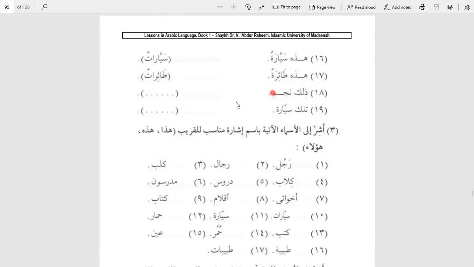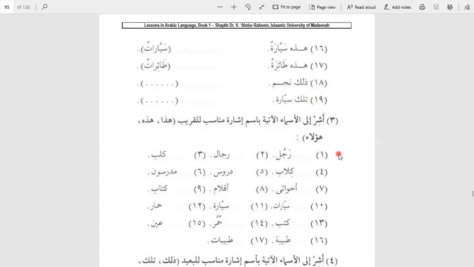That is a star. And when we say kuli jamu mu'annath, we also change dalika into tilka, because dalika refers to masculine and tilka refers to feminine. So we refer to them as tilka najumun. So take note of that. Tilka sayara, and when sayara is plural, it is sayaratun, and we refer to that as tilka as well. So this should be very easy for you.